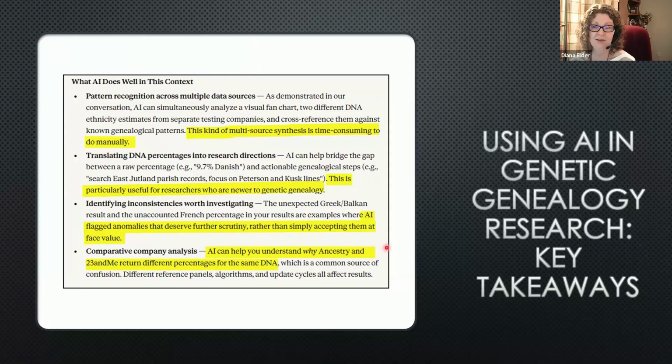So something else I thought of that we could do with this would be to put in the white papers for both, or all the different DNA companies, and then put in our ethnicity estimates from each one and have us kind of understand where the companies are pulling from, understanding their algorithms or reference panels.